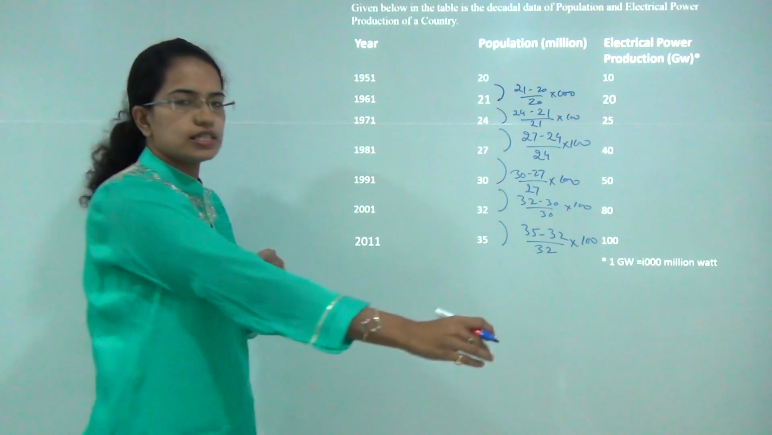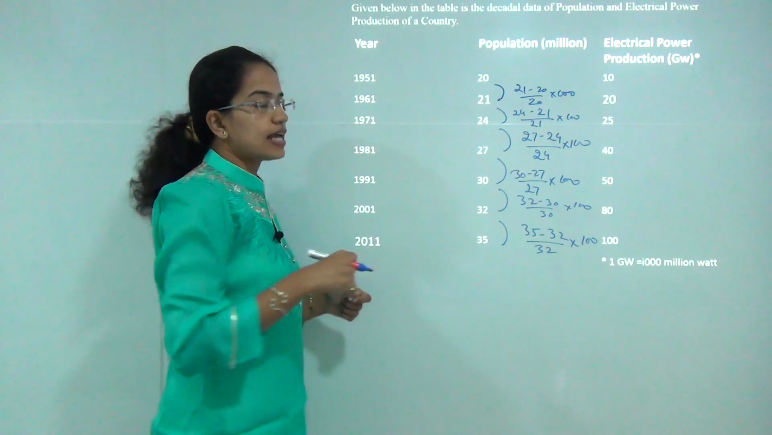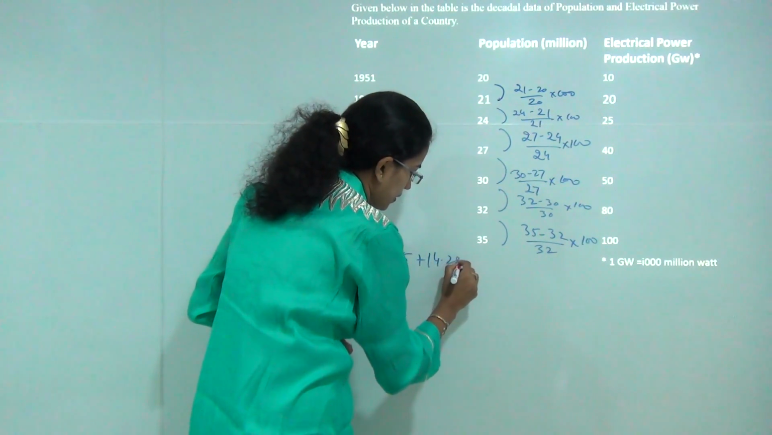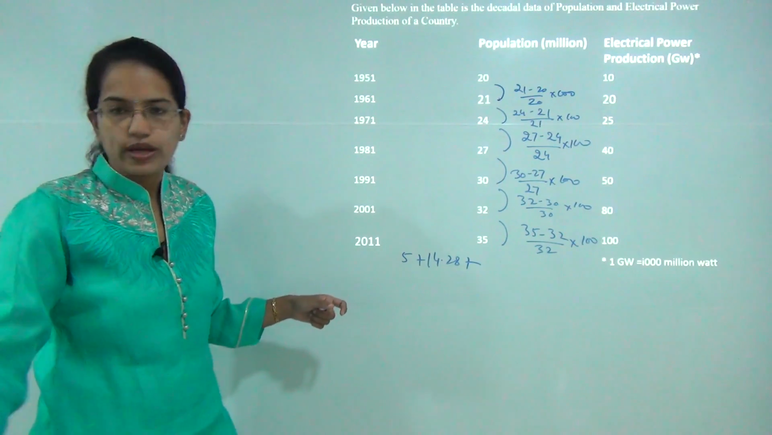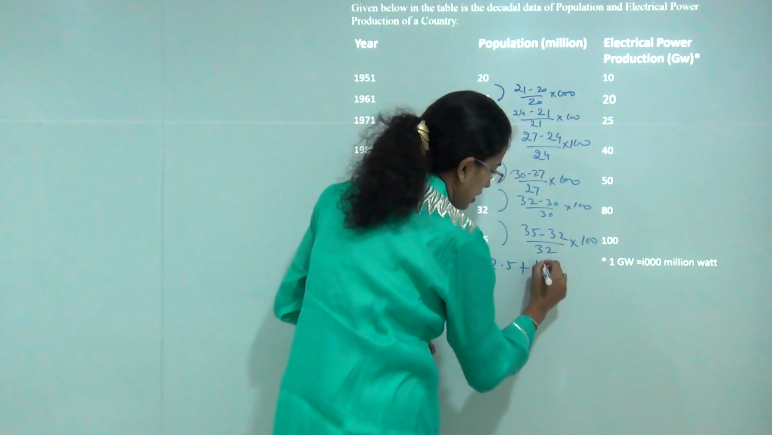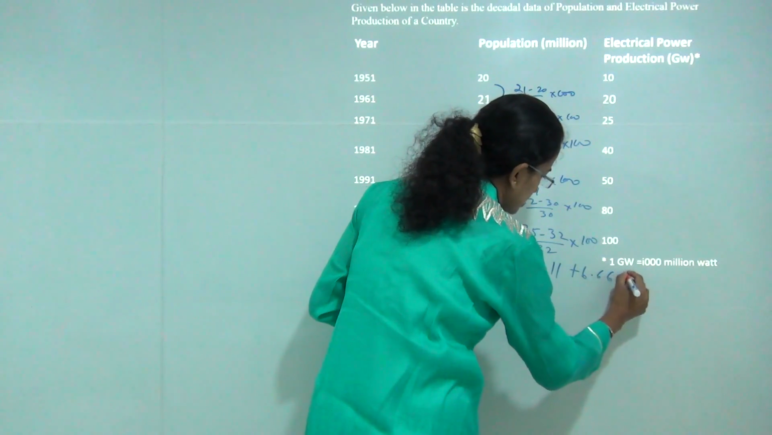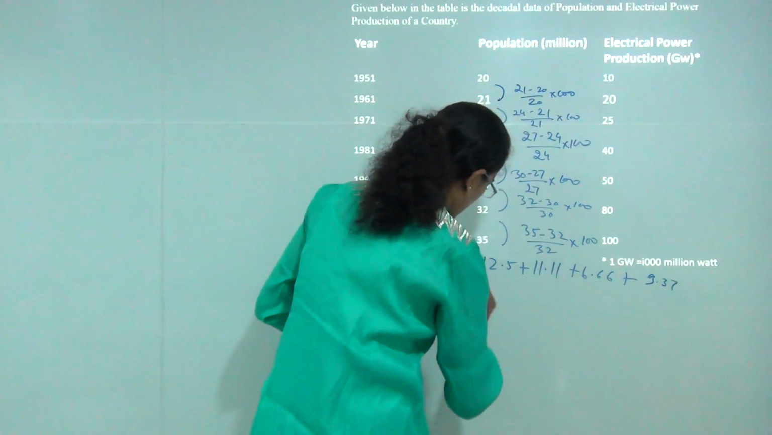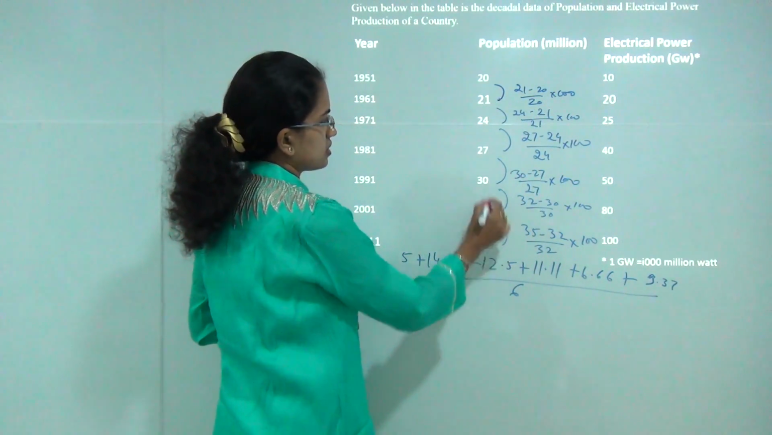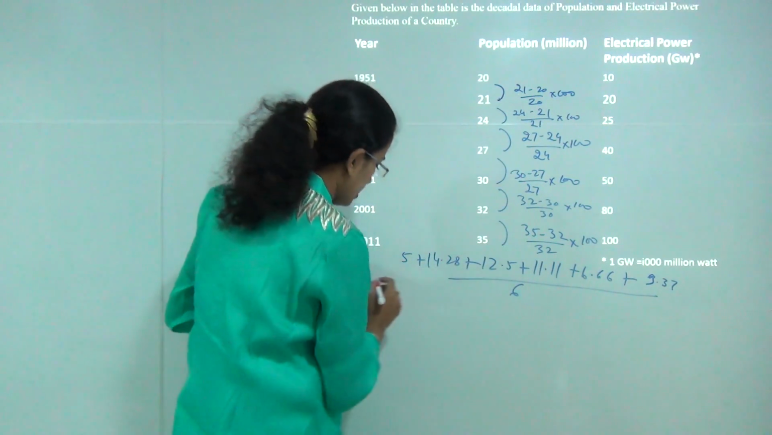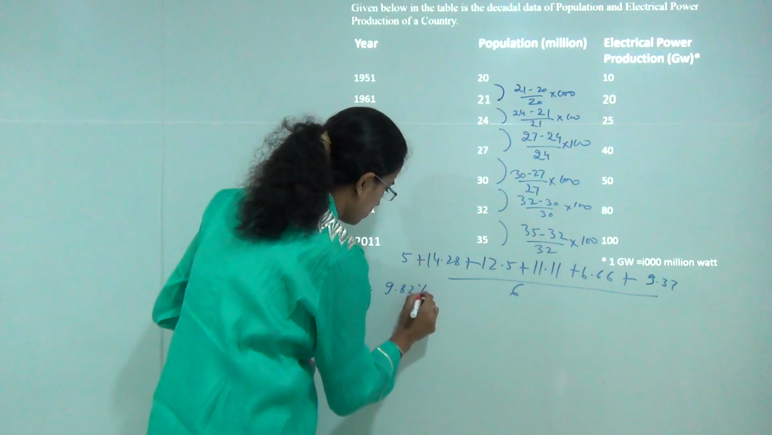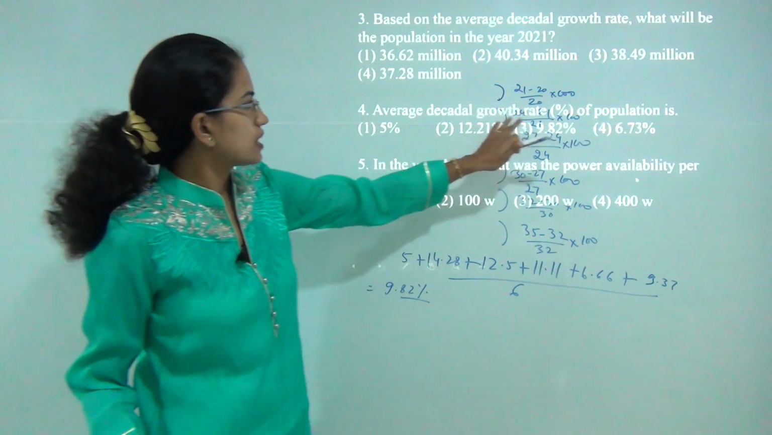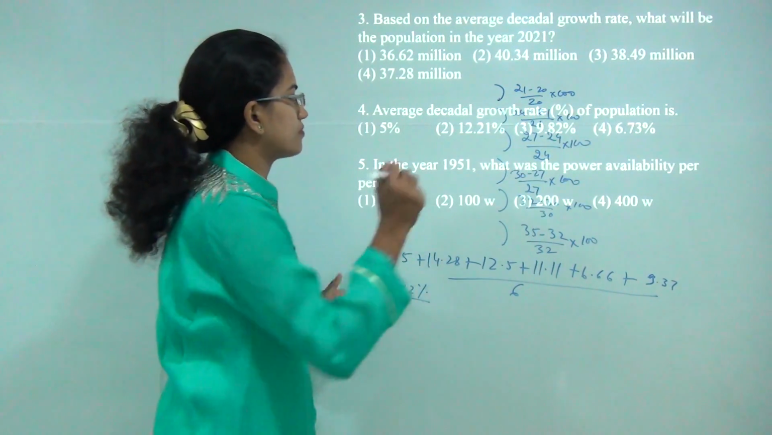Now when we solve all these, we get certain values, and what is asked is the average decadal growth rate. So we have the values, say 5, 14.28, then you have 12.5, 11.11, 6.66, and finally the last value will be 9.37. When you get an average of these for the 6 differences, 1, 2, 3, 4, 5 and 6, the average comes to be 9.82%. Now if I go back to the question, the average decadal growth rate would be 9.28, so that would be the correct answer.